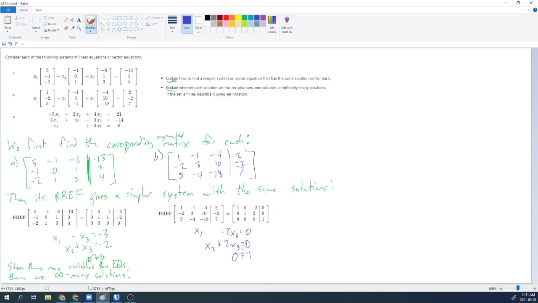Now I recall that, of course, 0 doesn't equal 1. So I'll finish the explanation of the simpler system. But now I need to say, well, there's no solutions. Since 0 doesn't actually equal 1, there are 0 solutions.